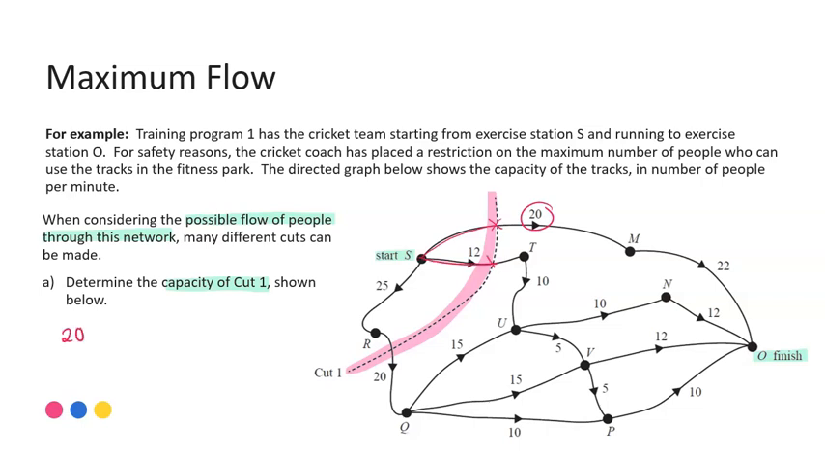The second path, I get cut off and a weight of 12. The third one, I get cut off here and that weight is 20. And that is all the cuts, all the possible blocks there. So that gives us a total of 52. So that means the capacity of cut 1 equals 52.